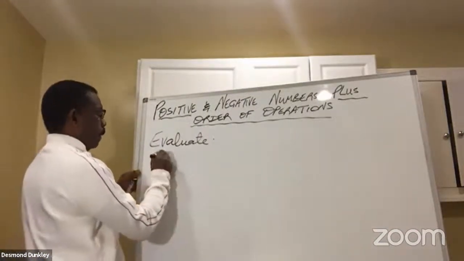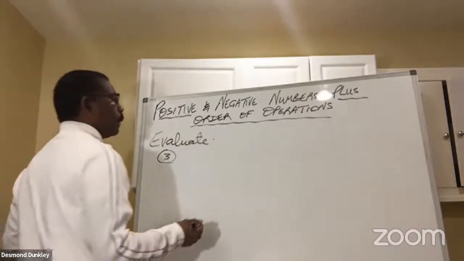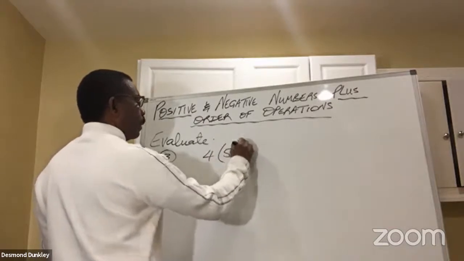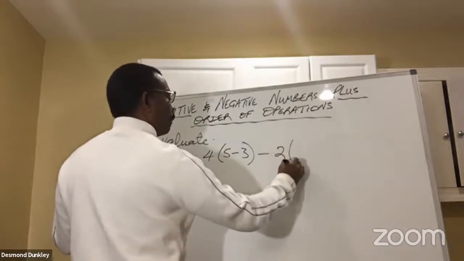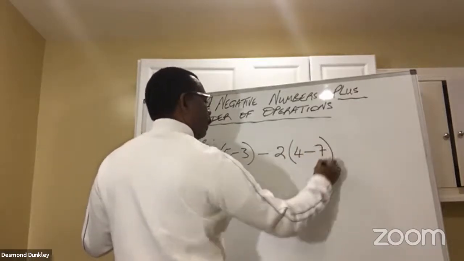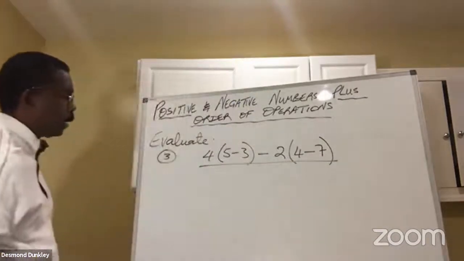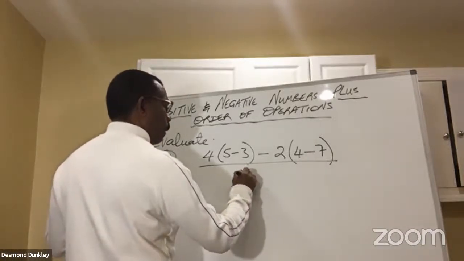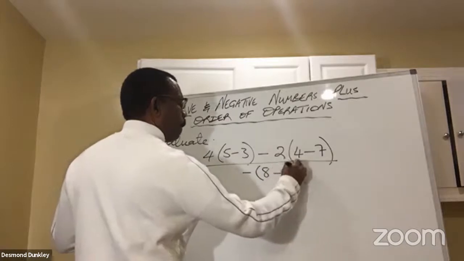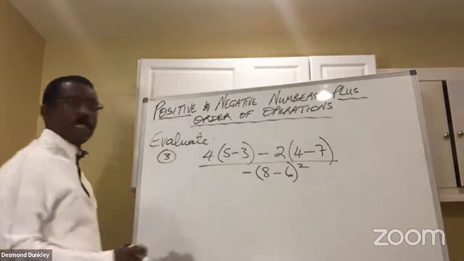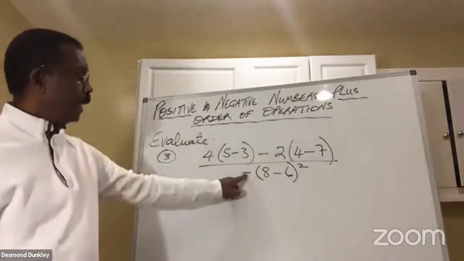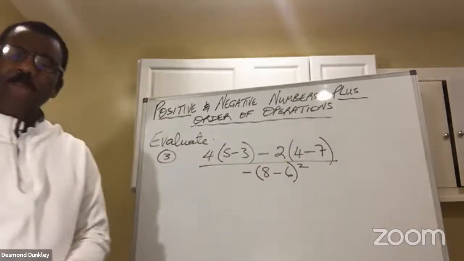Okay, so number 3. So we're evaluating, we're trying to find the value of 4 times 5 minus 3 minus 2 times 4 take away 7 all over negative 8 minus 6 squared. This is ugly. Quite a few things involved here.